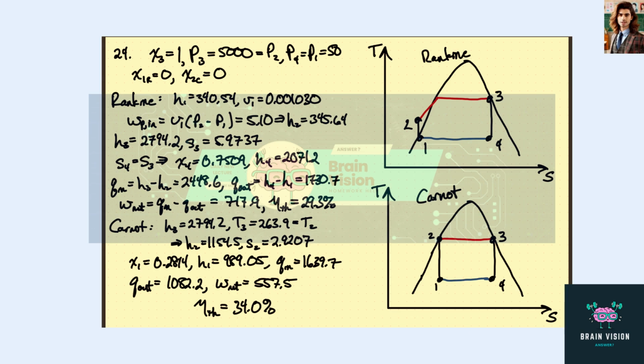So again, the Carnot cycle is kind of the ideal cycle. You can call this an ideal Rankine cycle because it's ideal due to the isentropic behavior here. But we can see that the ideal Carnot cycle is more efficient than the ideal Rankine cycle, and that would generally be the case, not just for this particular set of parameters.